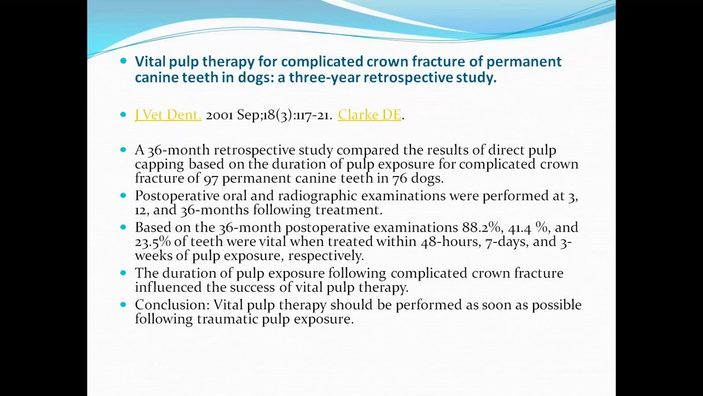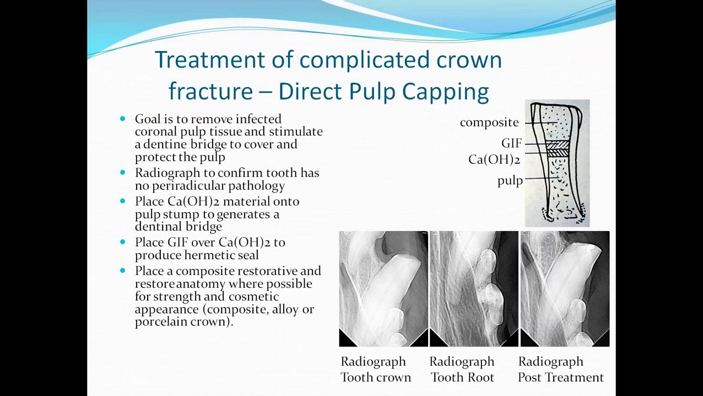So thus the secret to success if you're going to do pulp capping in fractured teeth is to get them in early. The way you do this, and the goal is to reduce the inflammation. So once again, non-steroidals to reduce the inflammation in the pulp canal, and also to remove the infected coronal pulp tissues.